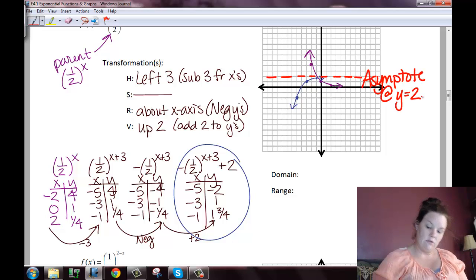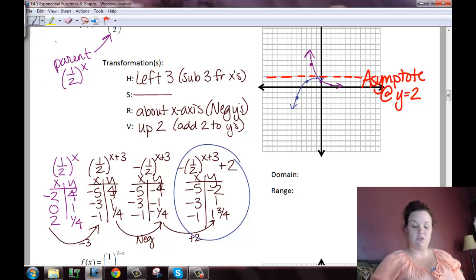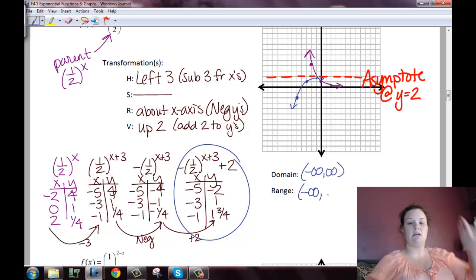And then I'm going to go ahead and find my domain and range based on my new picture. So domain always keeps going in both directions, so negative infinity to infinity. My range, my lowest y value in this case is negative infinity because it keeps going down and down. My highest y value is at 2. I do not include it because it's never going to touch or cross 2.